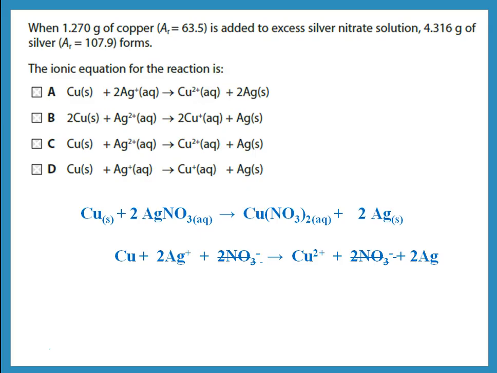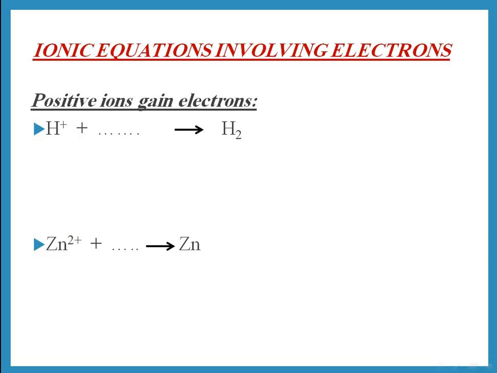Now I find that I have NO3 before the arrow and NO3 after the arrow. I can cancel them. So my net ionic equation is this. So which one is correct? A. Do we understand that?